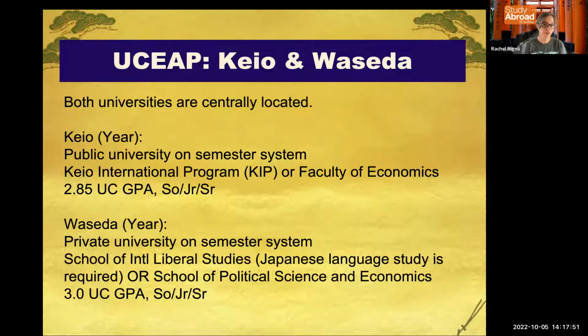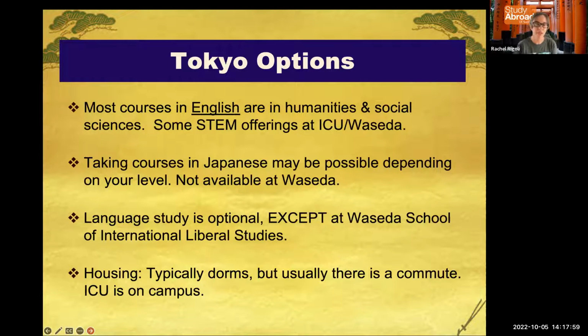So Keio is a 2.85, and then Waseda is a 3.0 GPA. And all the programs in Tokyo allow sophomores to attend. So just to highlight a few things about the Tokyo options, most courses in English are going to be in the humanities and social sciences.